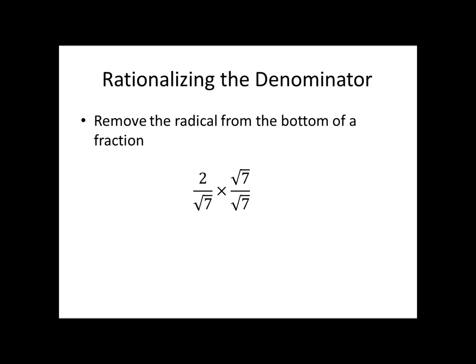Now, we can't just do that willy-nilly. If we're going to multiply the bottom by the square root of 7, we have to multiply the top by the square root of 7 also. So the trick here is multiply by the square root from the bottom on the top and on the bottom. Now, the reason we do that is because the square root of 7 times the square root of 7 is 7. On the top, we have 2 times the square root of 7. We can't do anything with that, so we just leave it.